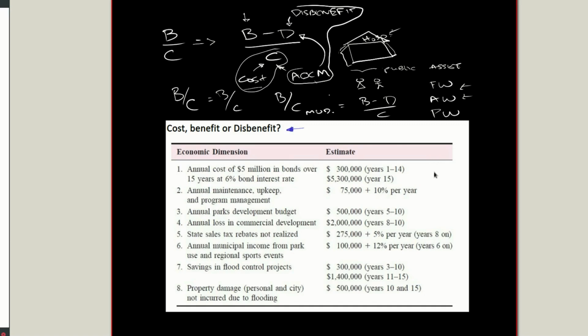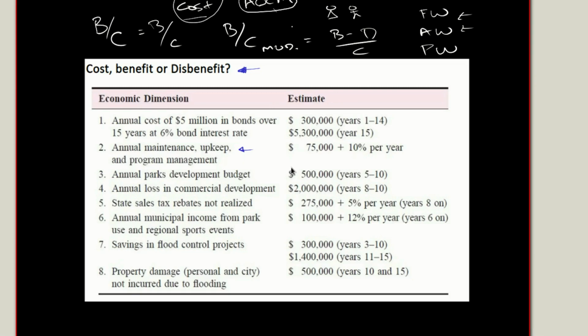So let's kind of like what we were talking about here. Let's say we're going to build a park with some wetlands, and we're going to have a gazebo, and it's going to be a nice place for people to come, and it'll be a place for different species to live and be protected. But in order to do so, you have annual maintenance, upkeep, and program management, right? Or you have annual parks development budget. So you made this estimate of the annual cost, you made this estimate of the annual budget, right?